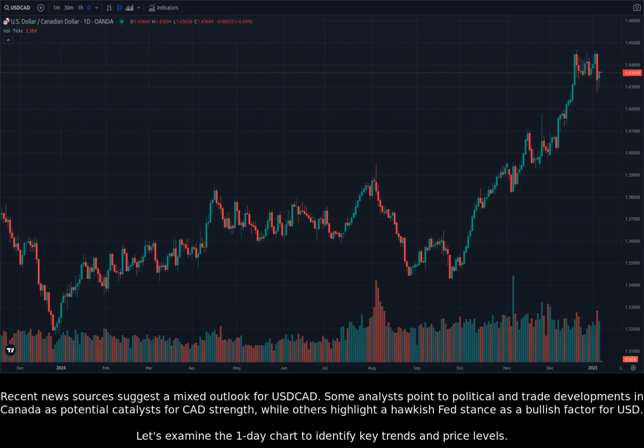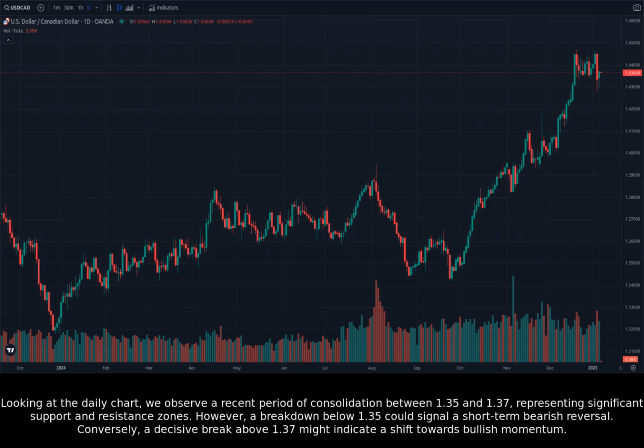Let's examine the one-day chart to identify key trends and price levels. Looking at the daily chart, we observe a recent period of consolidation between 1.35 and 1.37, representing significant support and resistance zones. However, a breakdown below 1.35 could signal a short-term bearish reversal. Conversely, a decisive break above 1.37 might indicate a shift towards bullish momentum.